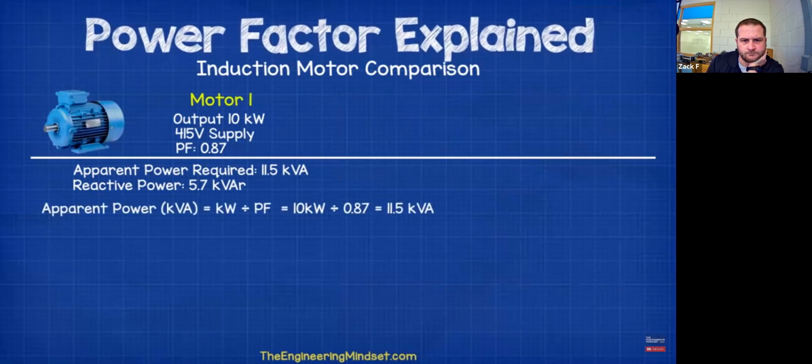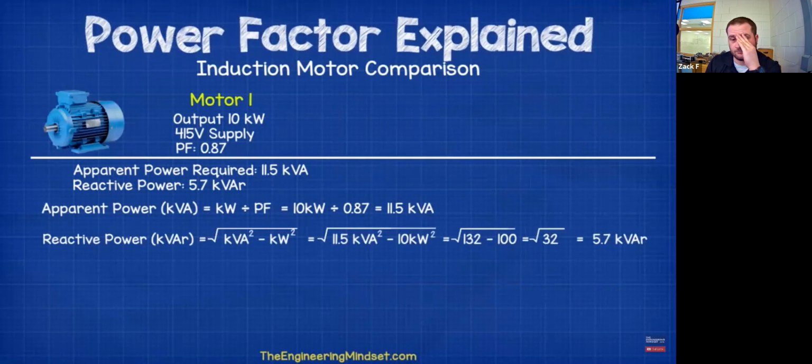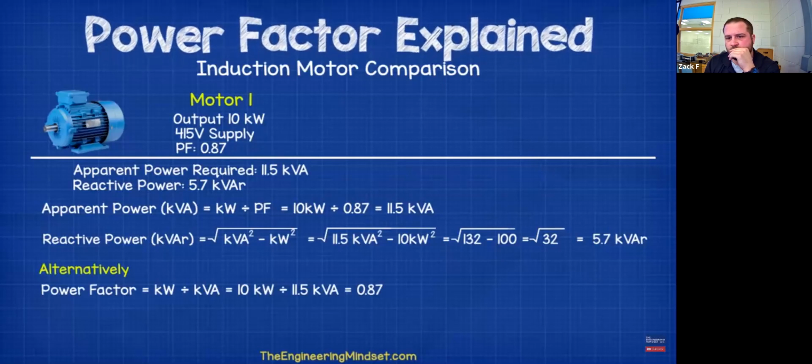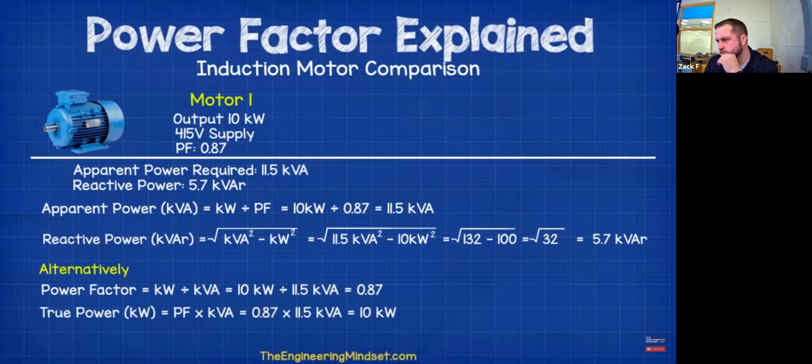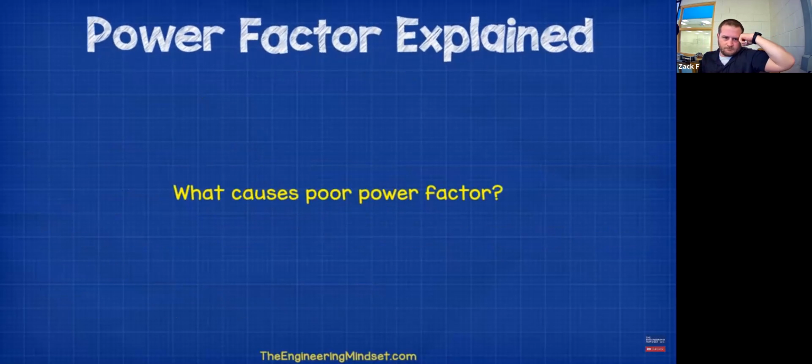How did I calculate that? For kVA, I used kilowatts divided by power factor. So 10 divided by 0.87 to get 11.5 kVA. For kVAR, I use the square root of kVA squared minus kilowatt squared. So the square root of 11.5 kVA squared minus 10 kilowatt squared. We could have also found the power factor from the kilowatt and the kVA using 10 kilowatts divided by 11.5 kVA. We could have found the kilowatts from the power factor and the kVA using 0.87 multiplied by 11.5 kVA to get 10. So what causes poor power factor?